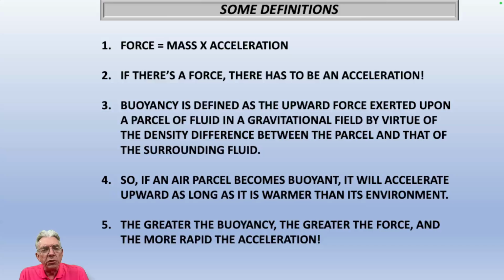Okay, so some definitions. Force is equal to mass times acceleration. So if there's a force, there has to be an acceleration because the mass is going to be constant. Buoyancy is defined, and this is from the American Meteorological Society glossary, as the upward force exerted upon a parcel of fluid in a gravitational field by virtue of the density difference between the parcel and that of the surrounding fluid. So you have the atmosphere, which is the surrounding fluid, and you have an air parcel within that. And this force is exerted on that air parcel within the larger environment.